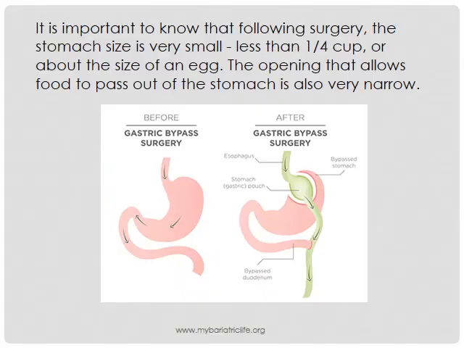It's important to know that following surgery, the stomach size is very small, less than 1/4 a cup, or about the size of an egg. The opening that allows food to pass out of the stomach is also very narrow. And I have a picture here that shows before gastric bypass surgery what the stomach looks like, and after gastric bypass surgery. And you can see here in green, the stomach gastric pouch is very small, about the size of an egg.